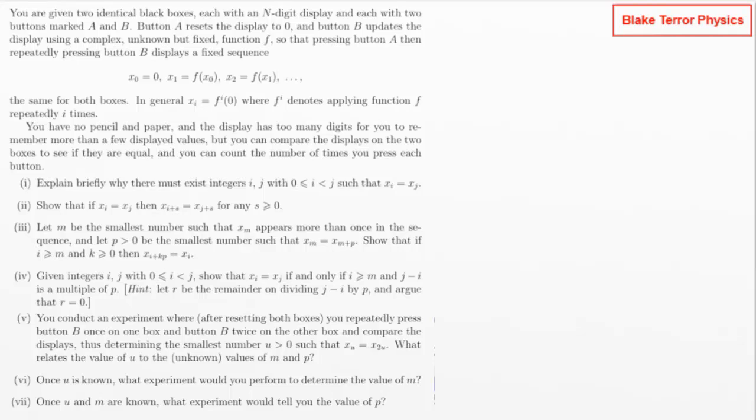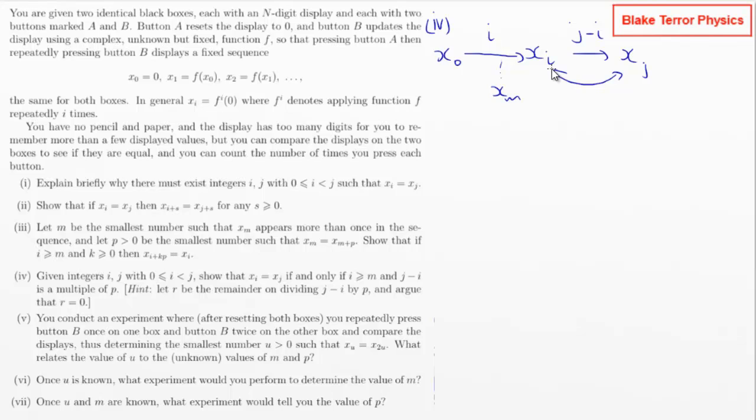Right, we've got a hint. Let R be the remainder on dividing j minus i by p, and argue that R is 0. I'm not sure that's helping me much. So I'm going to draw another picture on this. We're starting from x0 and we're going i times up to xi. xm is somewhere around here. We've gone past xm, or at least we've reached xm at a minimum. Then we go up to xj. So that means we must have done j minus i presses to get to there. And then these things are the same.